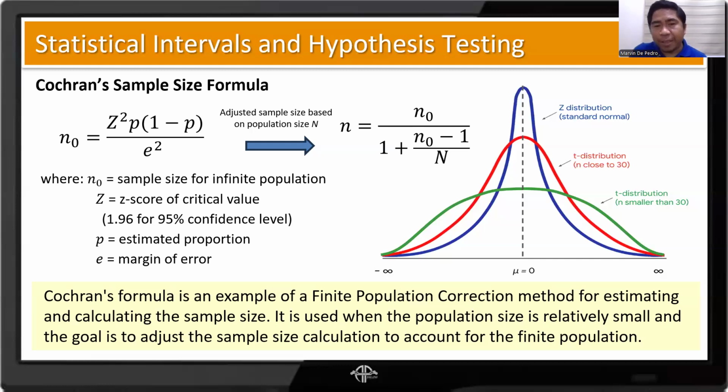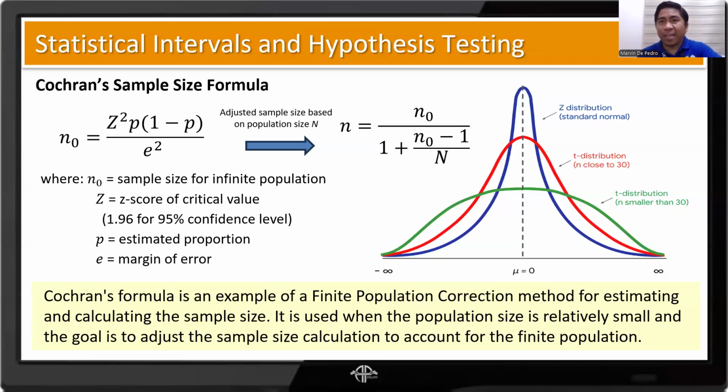It is used when the population size is relatively small, and the goal is just to adjust the sample size calculation to account for the finite population. Now, if we don't know the population, we consider that as infinite. So if it's infinite, then we stop with this formula only. This formula is considering our population to be infinite.